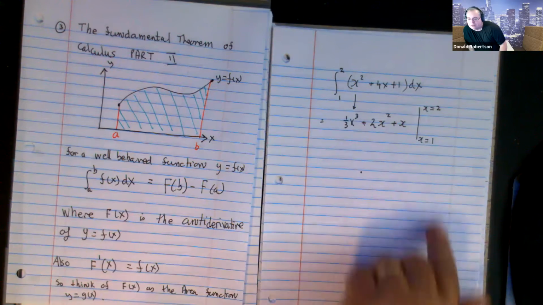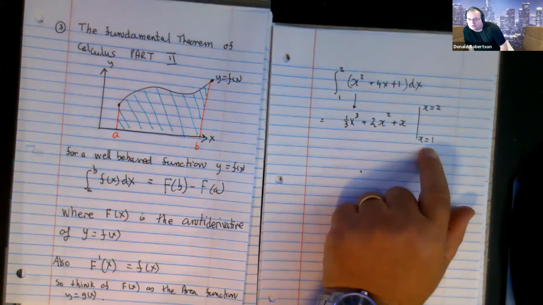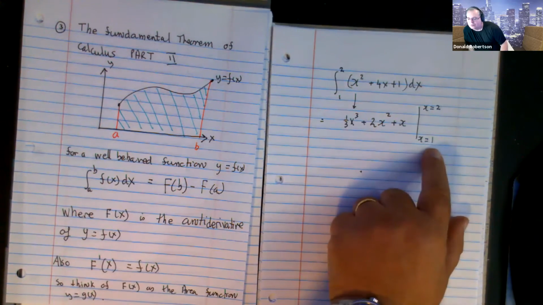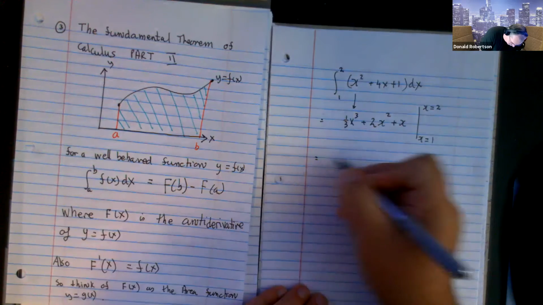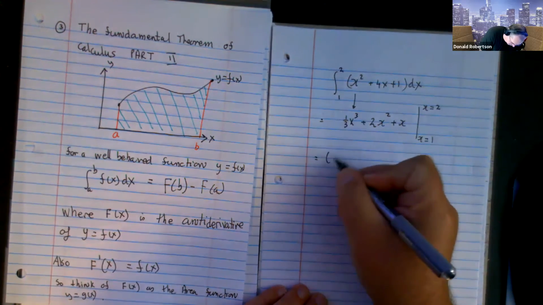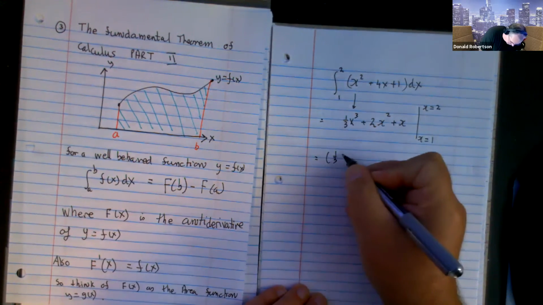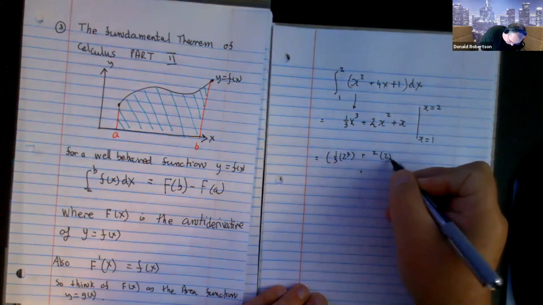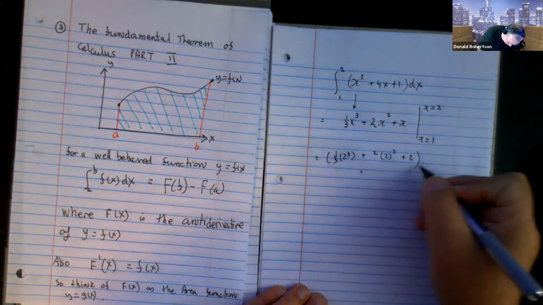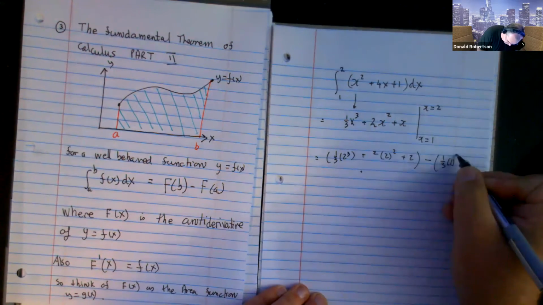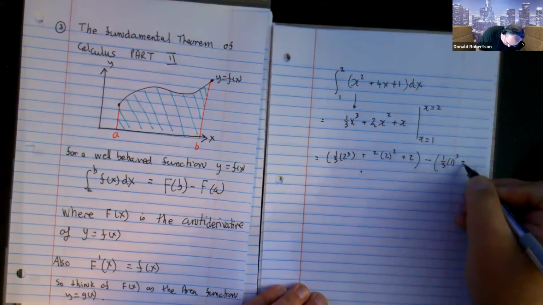So when a French guy looks at this, he's going to say, oh yeah, you're going to take this guy, I can't do French, right? And you plug in 2, and that is what we do next. So 1/3 times 2 cubed plus 2 lots of 2 squared plus 2, take away 1/3 of 1 cubed plus 2 lots of 1 squared plus 1.